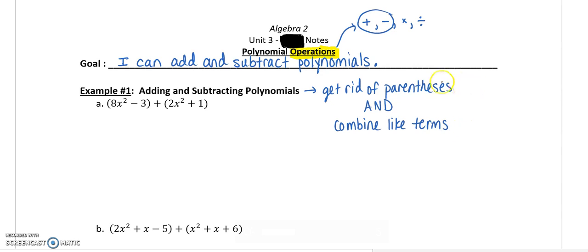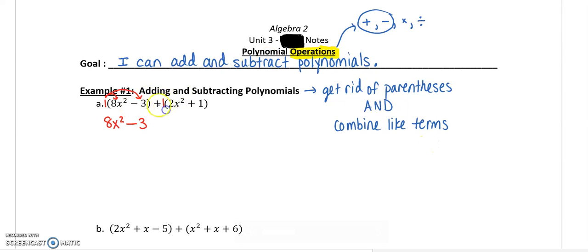Now, usually in order to do step 1, in order to get rid of parentheses, we need to distribute whatever number is right in front of the parentheses. So here, since you don't see a number, it's like a positive 1. So if I had to distribute that positive 1, anything times positive 1 just stays the same. So that'll just stay 8x squared, and it'll stay minus 3. But now the parentheses are gone, which makes it easier to do the second step.